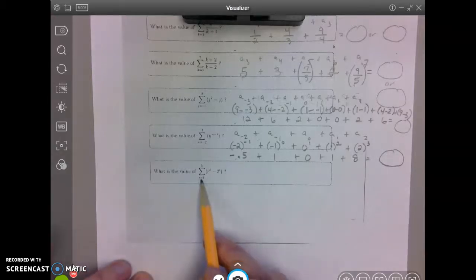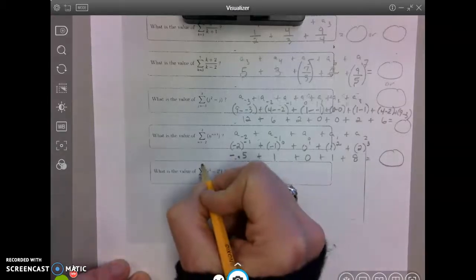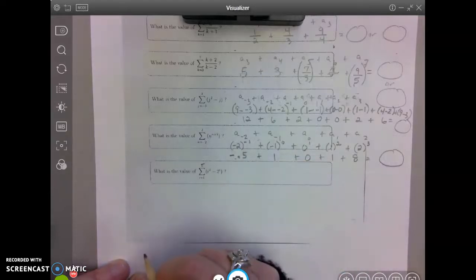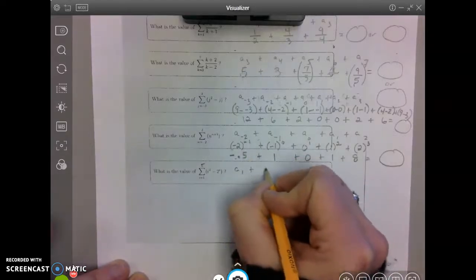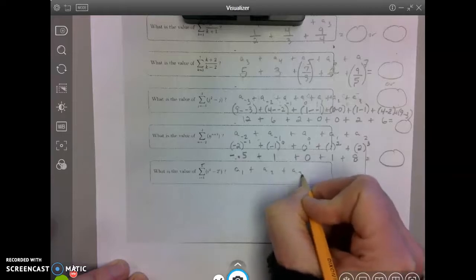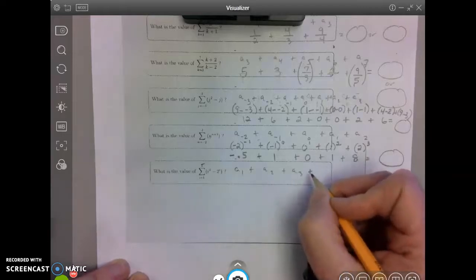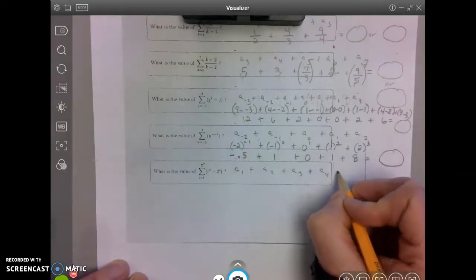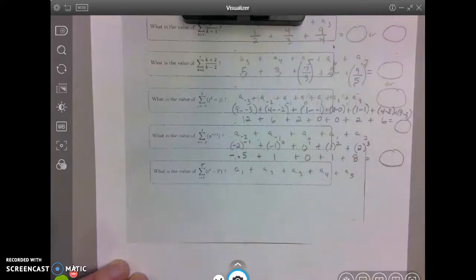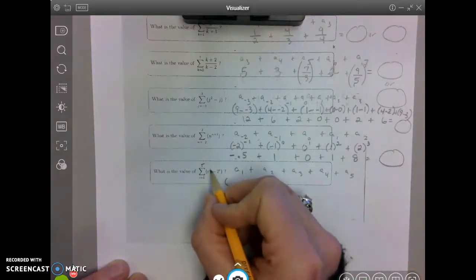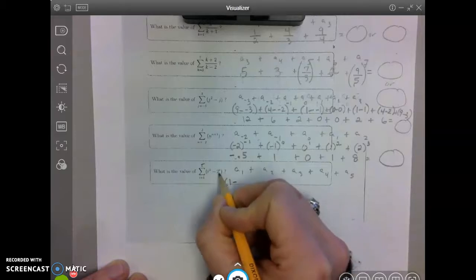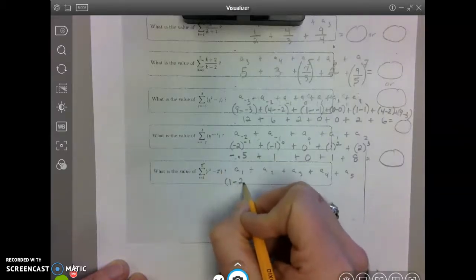I'm going to go from 1. It looks like a 5, I think. It's a little hard to read. So I'm going to do a sub 1 plus a sub 2 plus a sub 3 plus a sub 4 plus a sub 5. So when I square 1, I get 1 minus 2 to the first is 2.